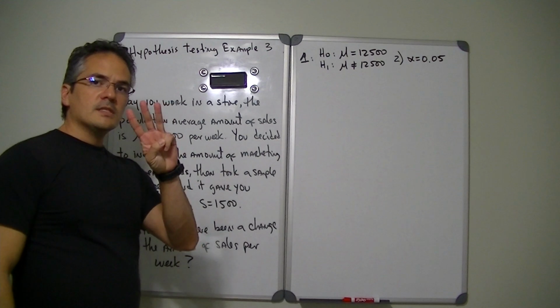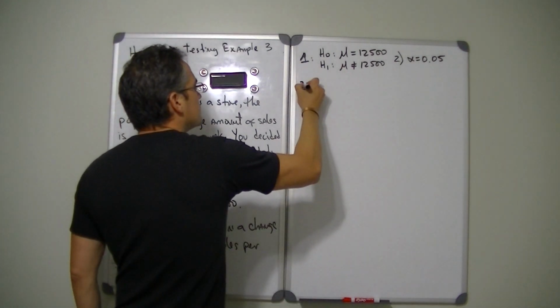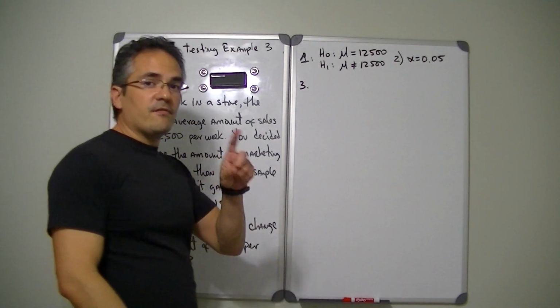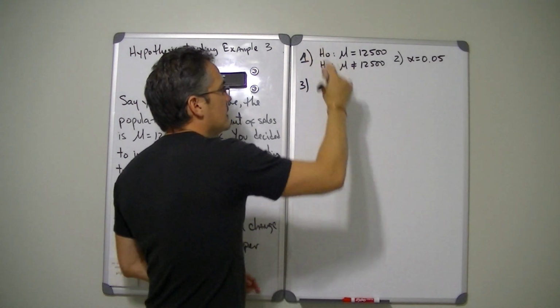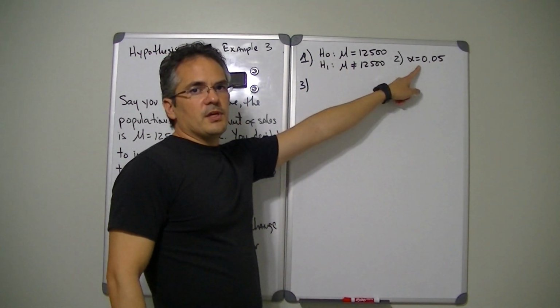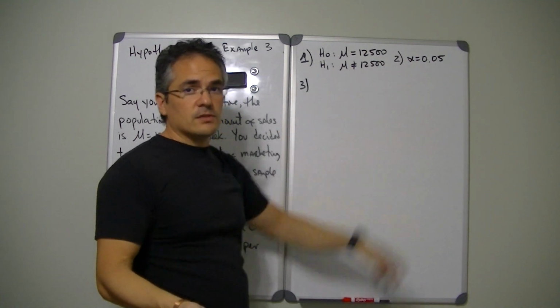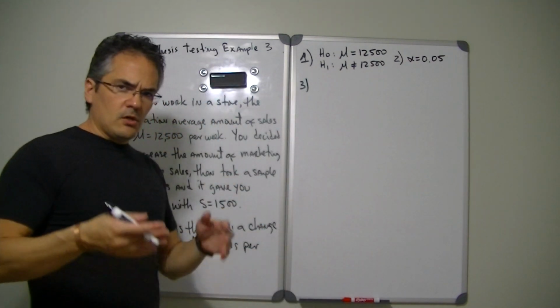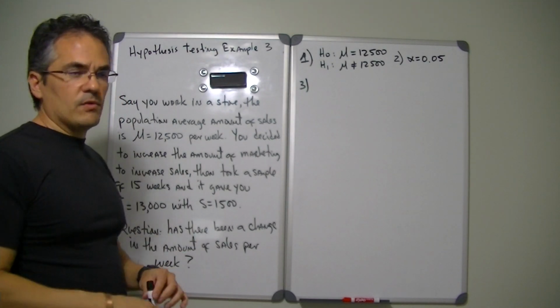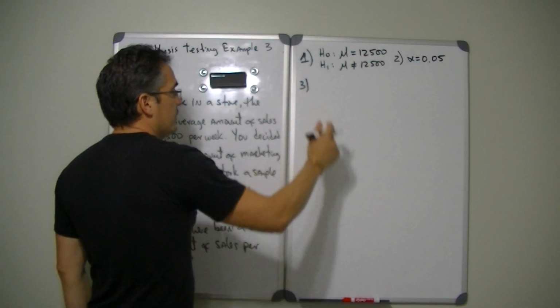Alright, step number 3. Oh, also, remember that for the purpose of a test, the alpha has to be given to you because you want everybody to conduct the same test. And if you pick a different alpha, you may get a different result. So on every exam, they normally give you the alpha. You don't have to come up with it.